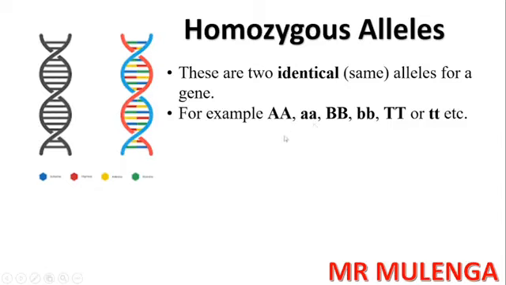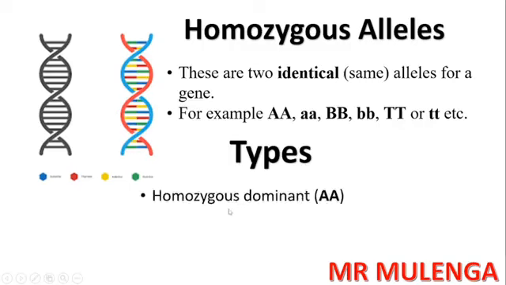We have types of homozygous alleles because we are looking at capital letters and small letters. Here we have homozygous dominant, which is represented by capital letters. Both letters should be capitalized. That is homozygous dominant. Apart from that, we also have homozygous recessive alleles, which are represented by small letters.